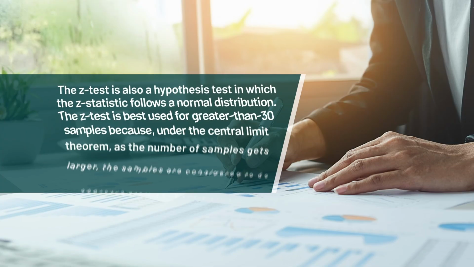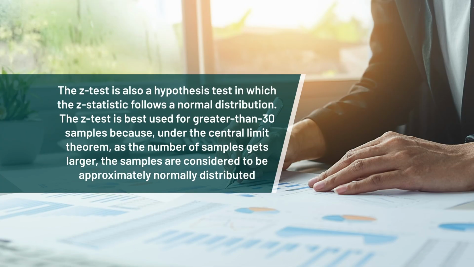So if the standard deviation of the population is unknown, the assumption of the sample variance equaling the population variance is made. So the Z test is also a hypothesis test in which the Z statistic follows the normal distribution. The Z test is best used for greater than 30 samples because under the central limit theorem, as the number of samples gets larger, the samples are considered to be approximately normally distributed.